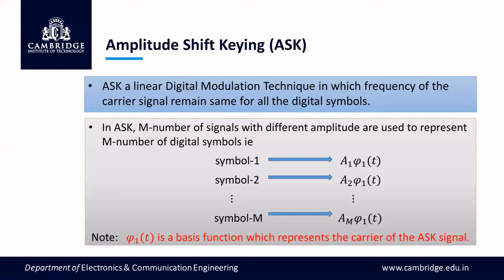If you look into this one here, I have shown M number of symbols. To represent M number of symbols, M different amplitudes A1, A2, AM are chosen, but for the same carrier signal phi 1 of t. So phi 1 of t is a basis function which will later represent the carrier signal of the modulation technique.